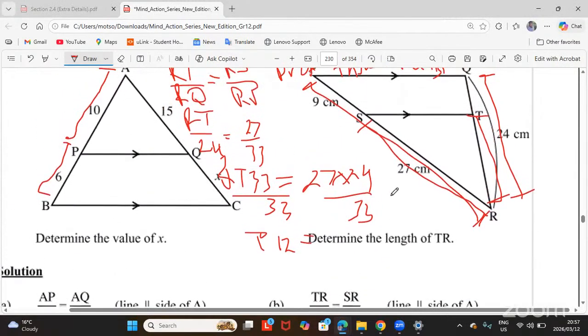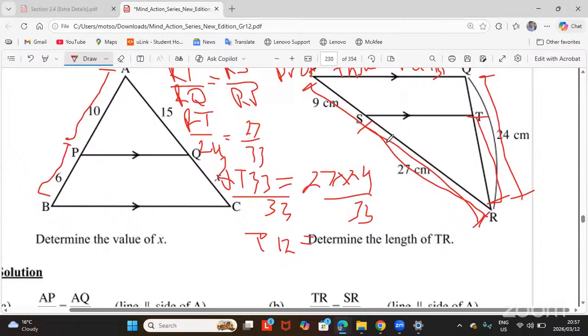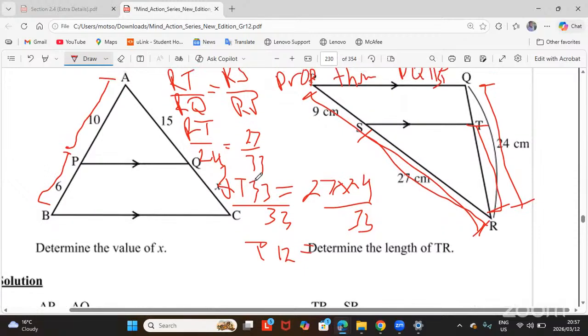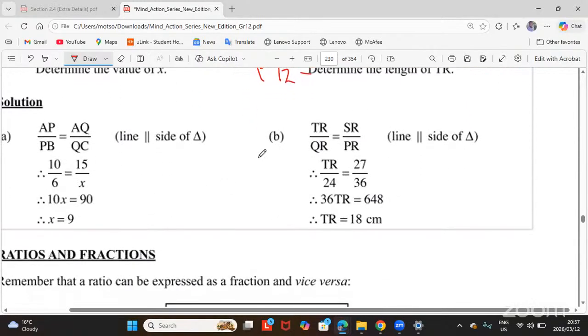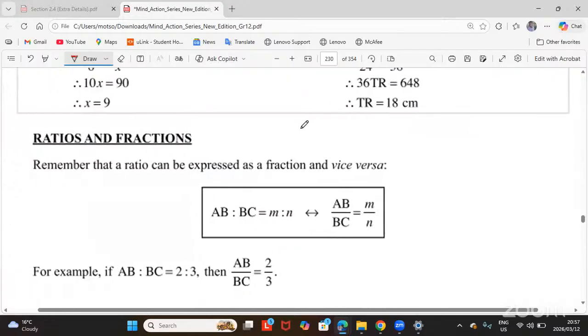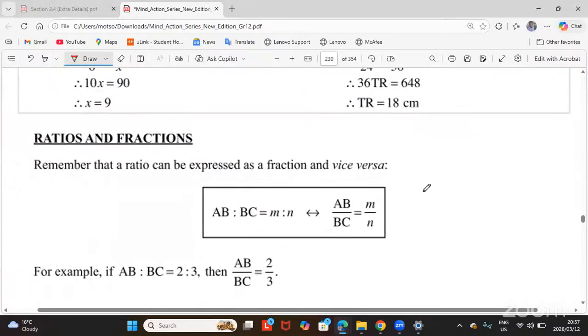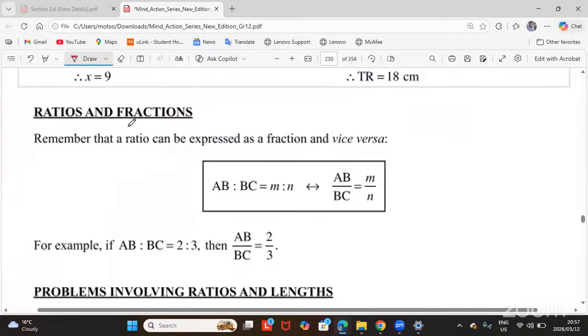And then, yeah, now is it 33 here? We had 27 plus 9 there. 27 plus 9 gives me 36. So this will be 36, 36, 36, 36. Fine. Now these are the solutions to whatever we did up there on example 1. Sharp. Now we can go to the ratios and fractions.